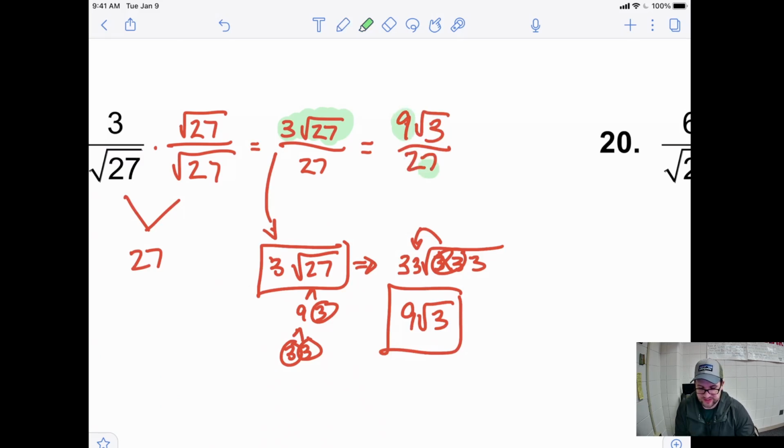The last step, this is it. Look at the outside numbers. If they can be reduced like a fraction, you need to reduce them. And in this case, we can. 9 goes into 9 one time. 9 goes into 27 3 times. So our best answer here is 1 square root of 3 over 3.